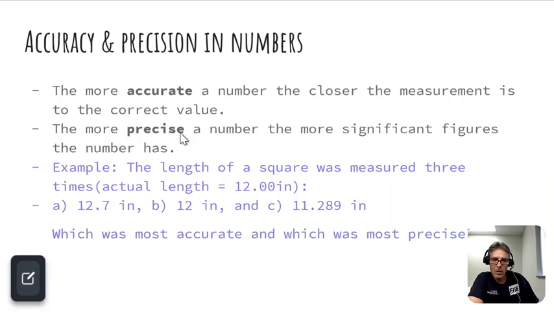Often, you are going to be able to identify how precise a number is based on the number of significant figures. We're going to talk about significant figures in a second. So just be thinking in your mind, if I see a number, it's the significant figures that are going to tell me how precise the number is. And you'll understand what that is in just a second.